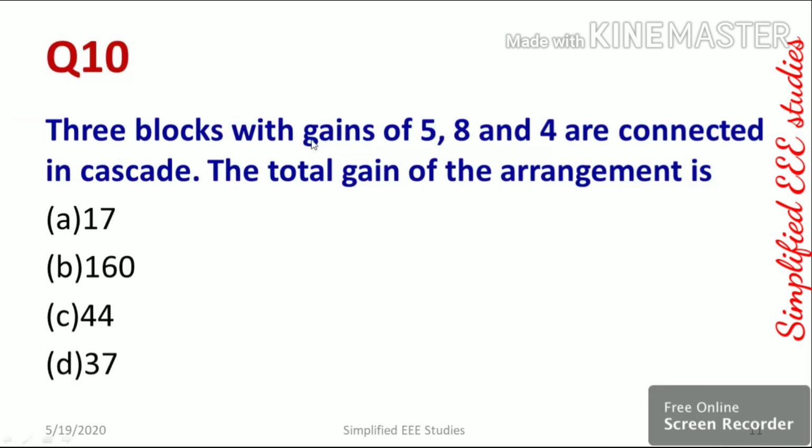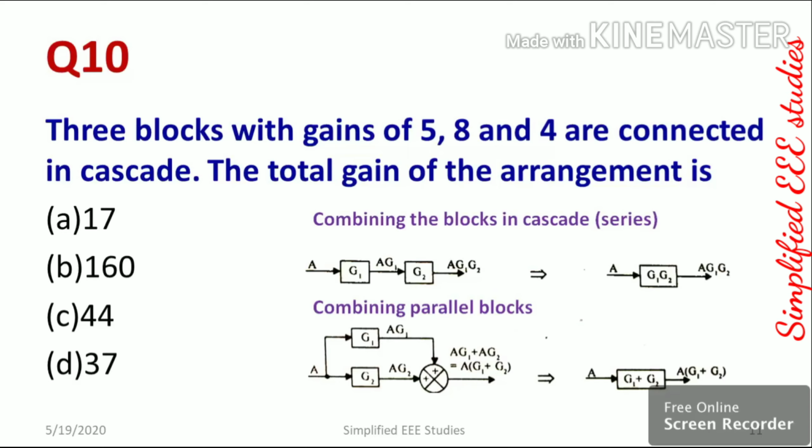Three blocks with gains of 5, 8 and 4 are connected in cascade. The total gain of the arrangement is? Before answering this, let us study the concept of blocks connected in cascade and blocks connected in parallel. First, if blocks are connected in cascade, how about the gain? These are two blocks, block number 1 and block number 2. Block number 1 has the gain of G1 and block number 2 has the gain of G2. If you want to merge these blocks, I have to multiply the gain G1 into G2.